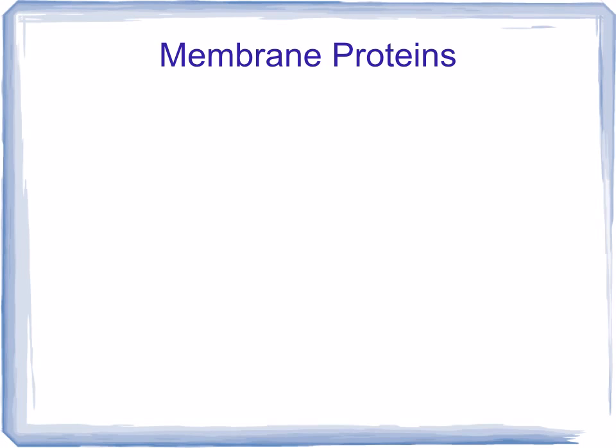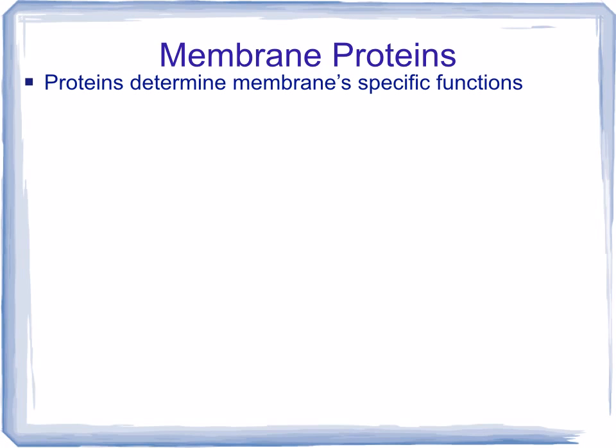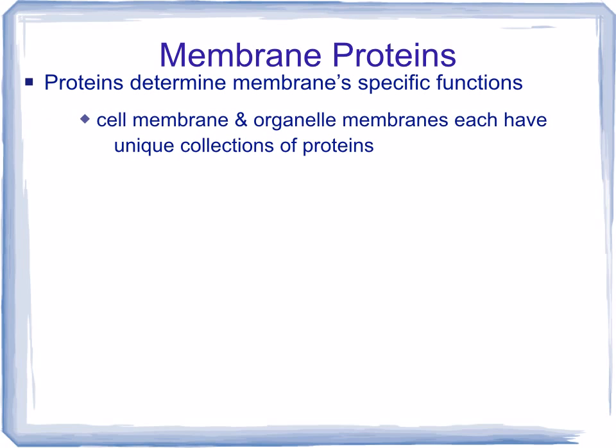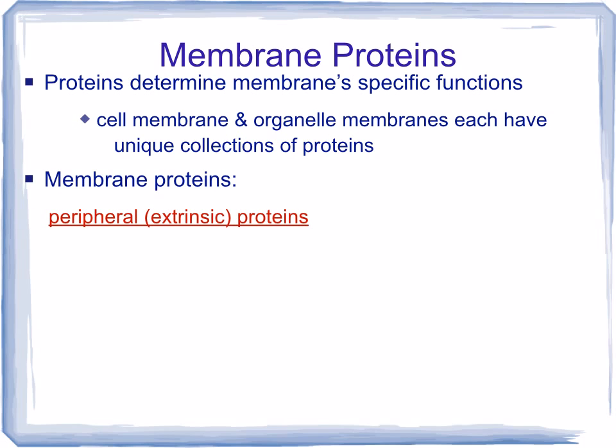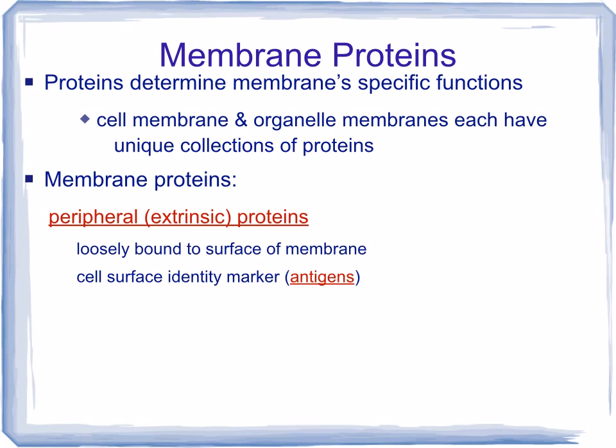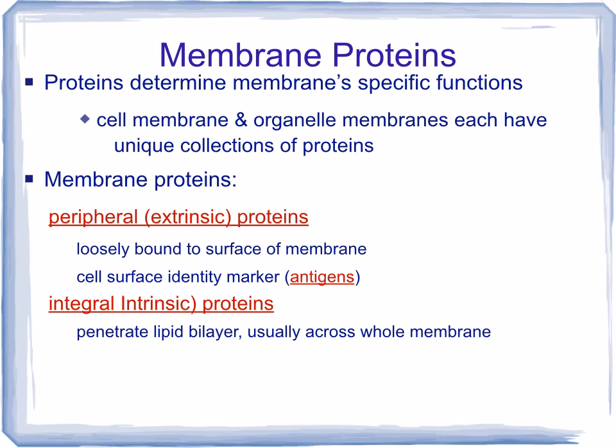Okay, let's have a look at the membrane proteins. So the proteins determine the membrane-specific functions. You've got cell membrane and organelle membranes, each with unique collections of proteins. These include peripheral proteins. Peripheral proteins are loosely bound to the surface of the membrane, and they act as cell surface identity markers, for example, antigens. Then you've got integral or intrinsic proteins, so they penetrate the lipid bilayer, and they usually span the whole bilayer. They act as transmembrane proteins or transport proteins. For example, they might have channels or they act as enzymes.